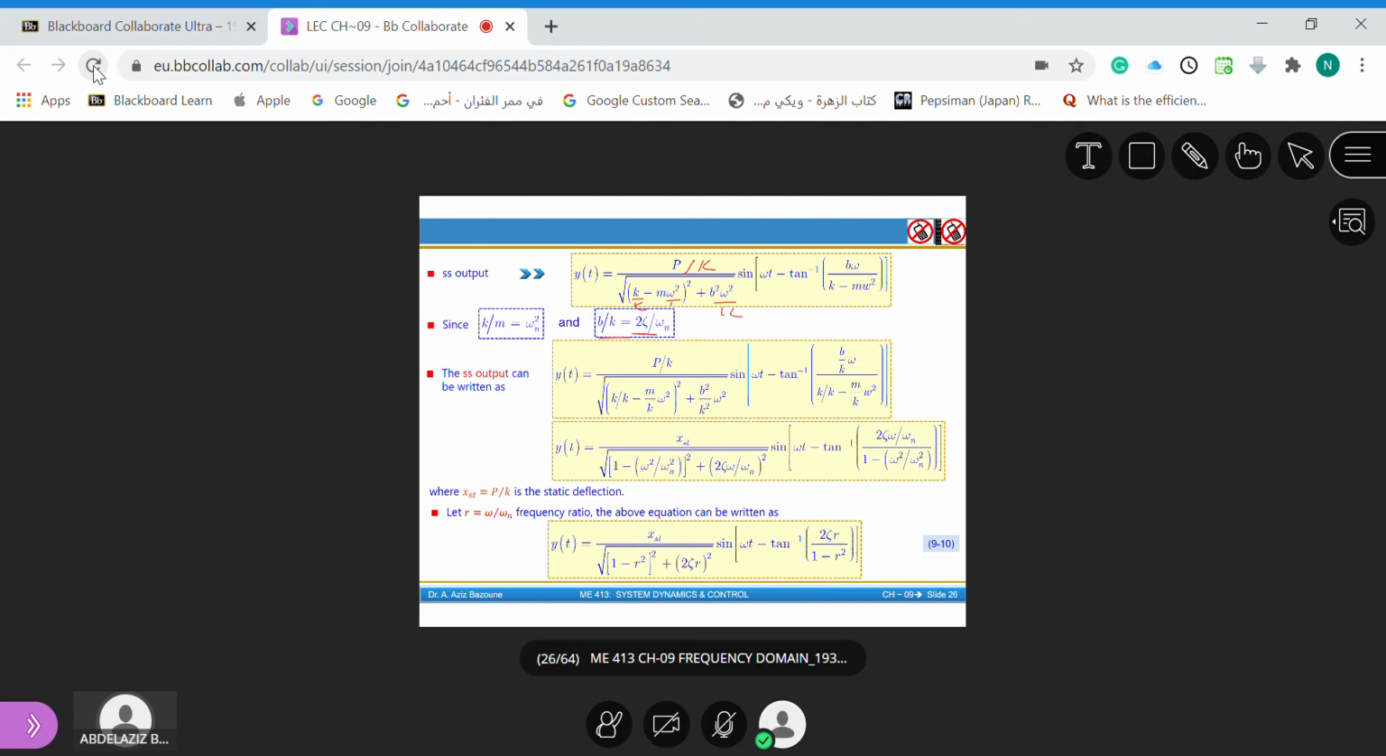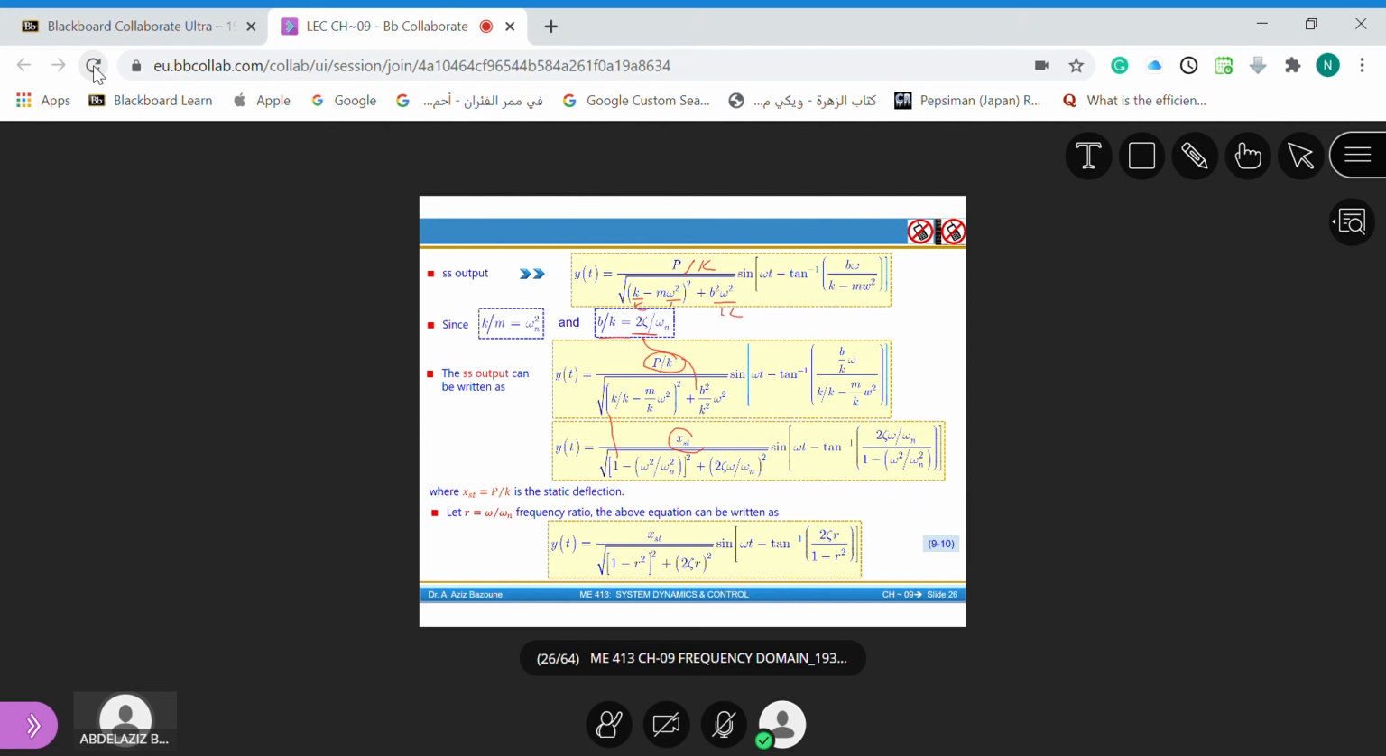Divide everywhere by k. So P over k will be simply the static deflection. You know, a force over stiffness will give you the static deflection. K over k will be 1. M over k is 1 over omega n squared, so k over m will be omega n squared. So this will be omega over omega n, the whole squared. And b over k, we already wrote, is twice zeta over omega n. So it will be twice zeta omega over omega n squared, sine omega t minus tan inverse, twice zeta over omega n.